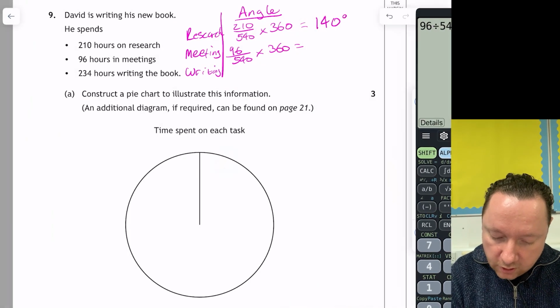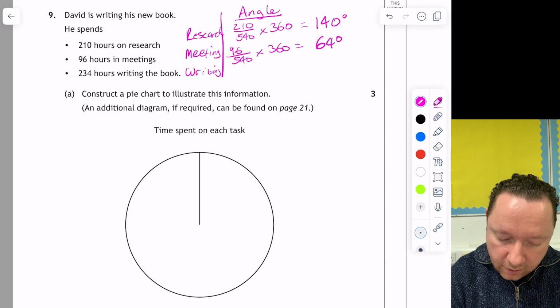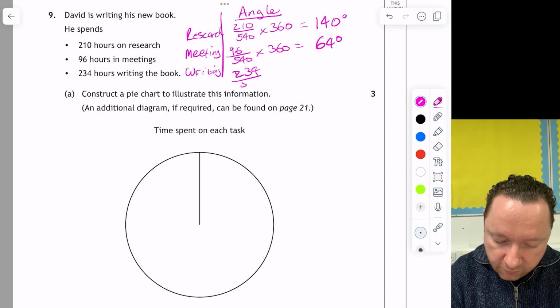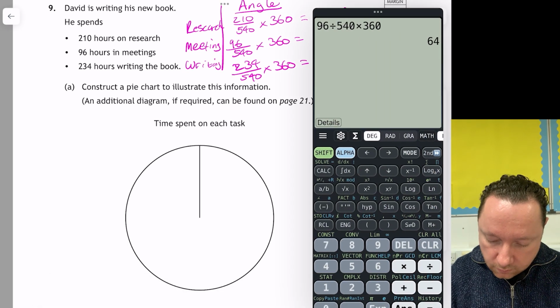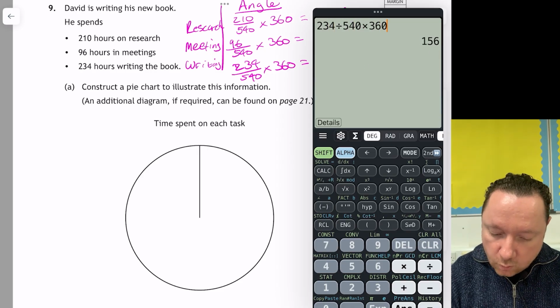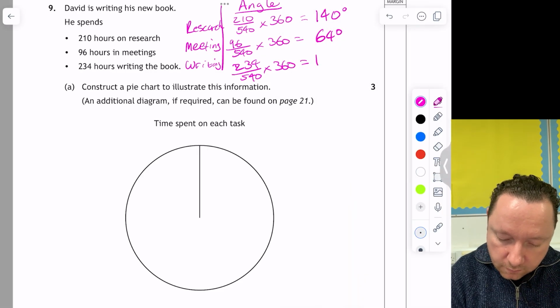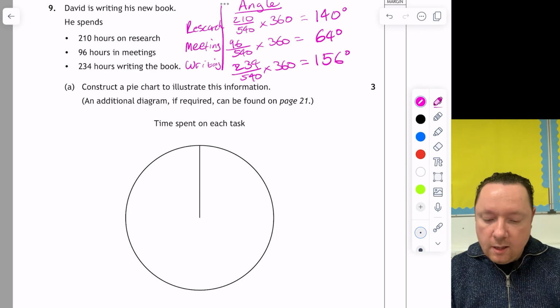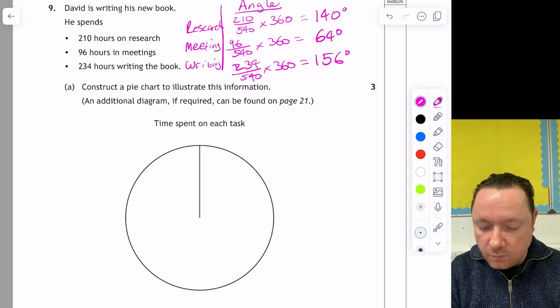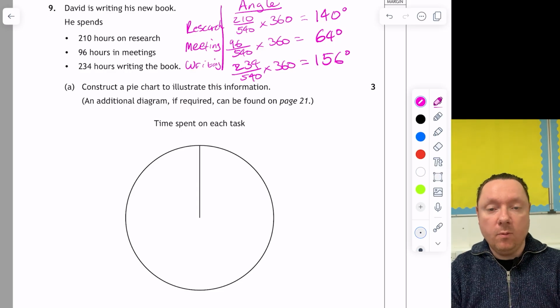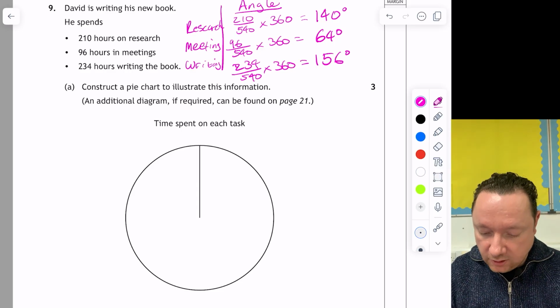That gives me 64 degrees. And finally, our writing, 234 divided by 540 times 360 is 156. So now you get all your angles. You could double check and make sure that these do add up to 360, and they do, so you've probably done it right. And then we need a protractor.